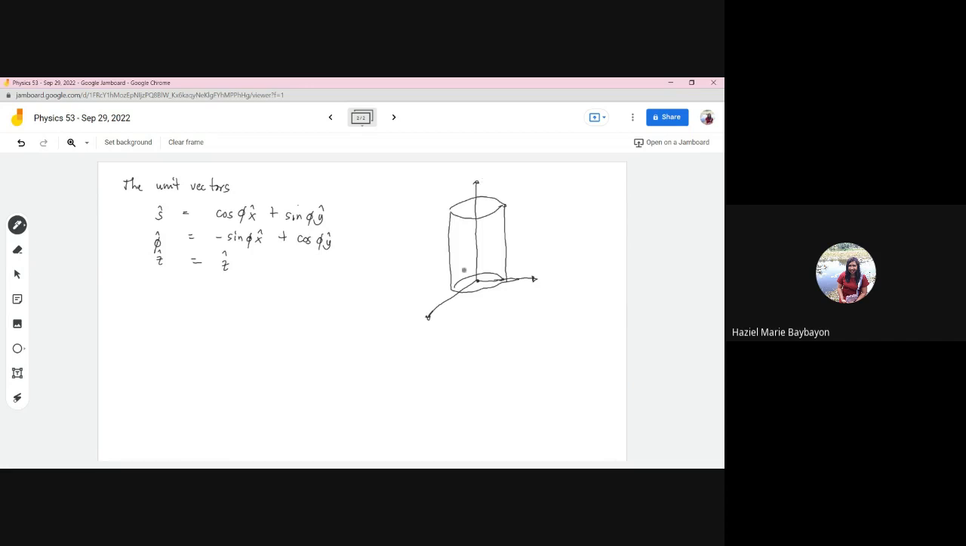Now, suppose your point is in the first octant. For example, it is in the first octant. Again, the body of your cylinder should pass through the point P. So, again, this is the point, and the body of the cylinder passes through it.